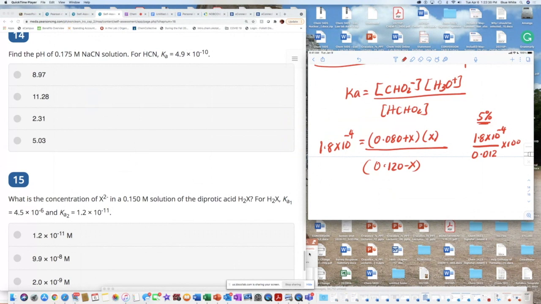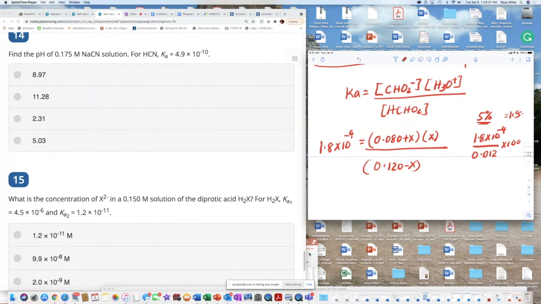1.8 exponent negative 4 divided by 0.12, or 0.012, times 100. Man, 1.5. Okay, let me make sure with the other number just to make sure it works out.